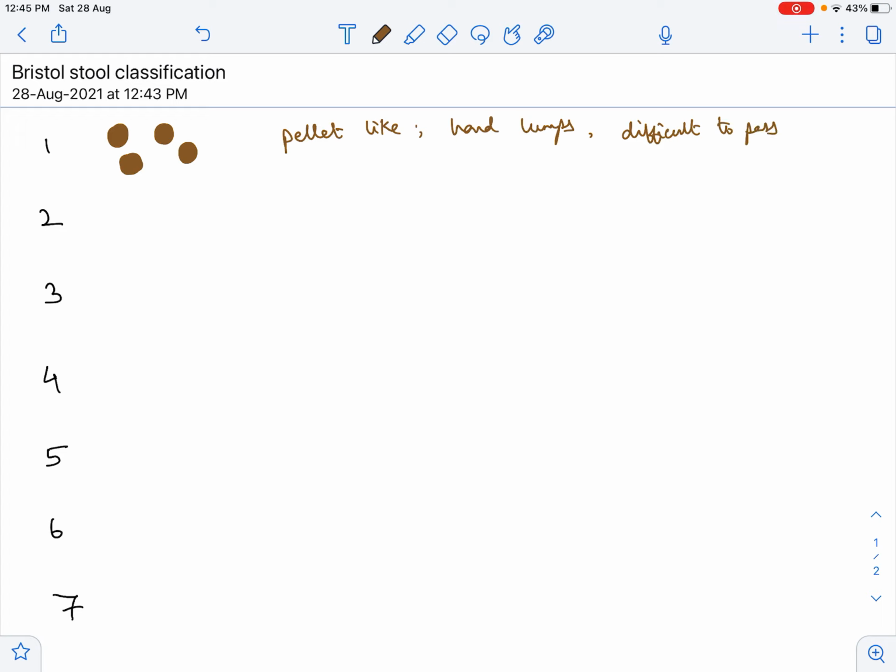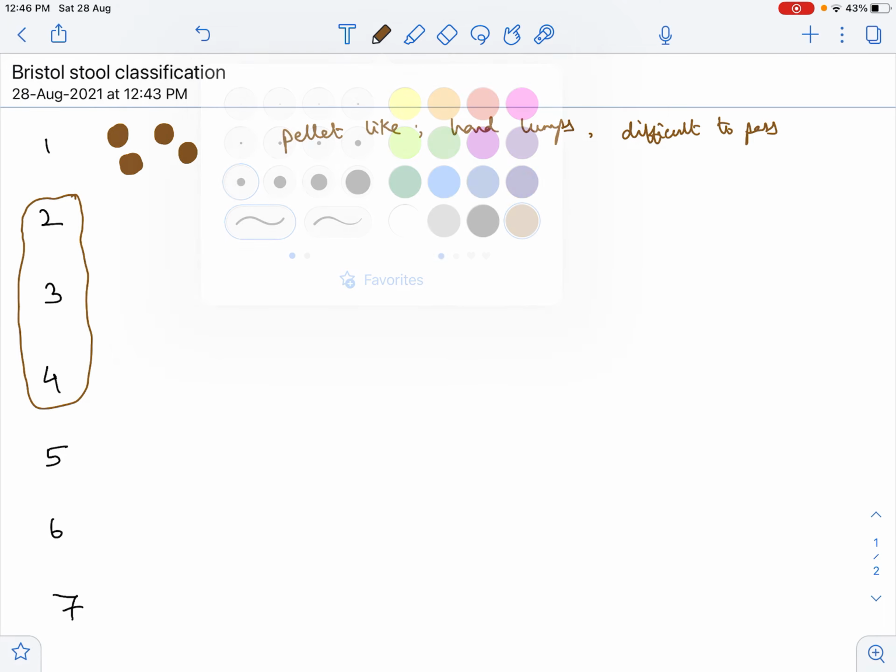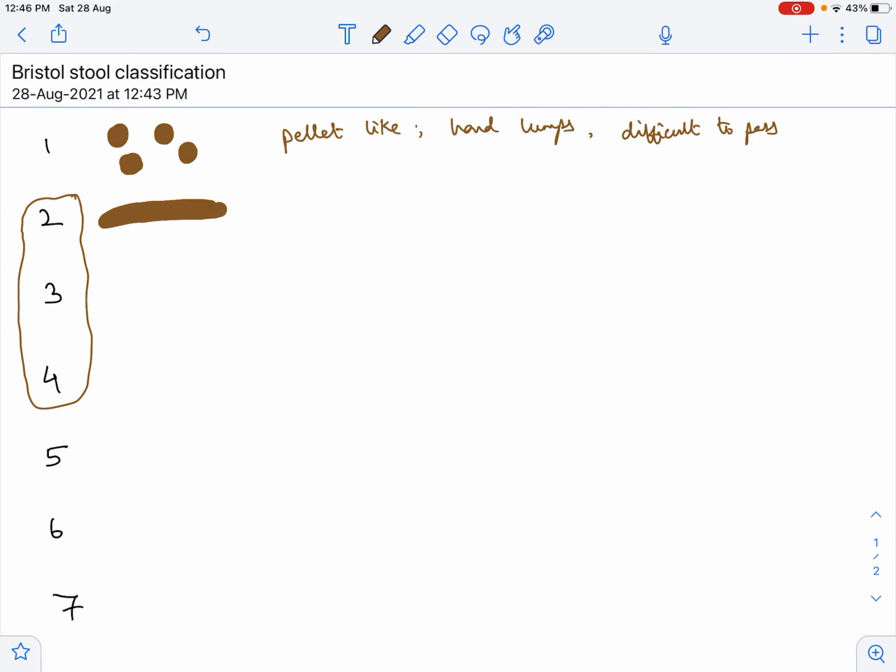Now, 2, 3 and 4 are all described as sausage-like or snake-like. This means that in 1 you had separate hard lumps, but in 2, 3 and 4 you are going to have stools which are like sausages. This is the underlying presence in all of these 2, 3 and 4. It's sausage-like or snake-like.